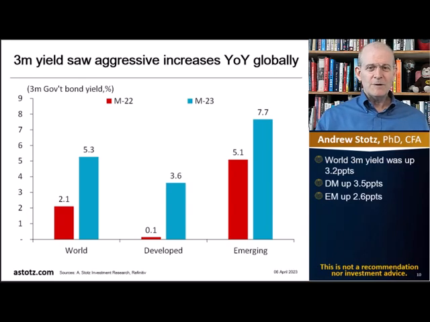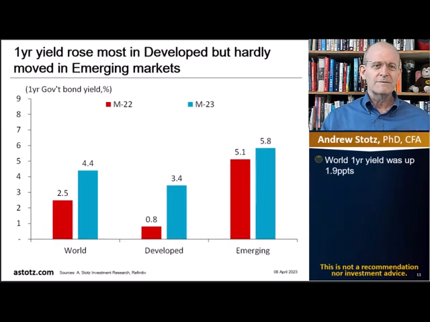Now, emerging markets were at 5.1% 3-month government bond yield 12 months ago, and now they're at 7.7, which is a 2.6 percentage point rise. So less of a percentage point rise, but now 3-month money is at 7.7 in emerging markets. Now, the 1-year yield rose most in developed markets, but hardly moved in emerging markets.